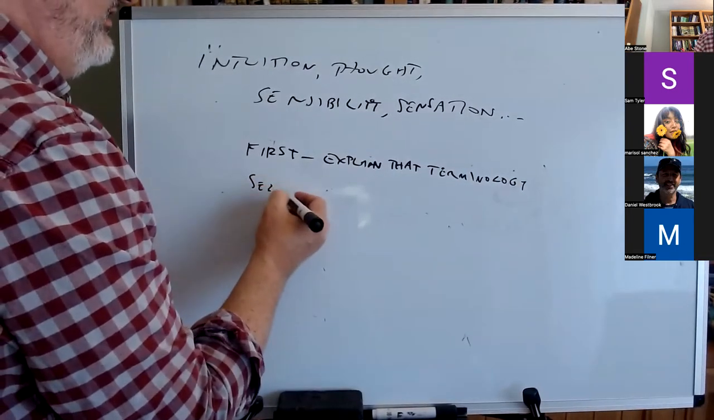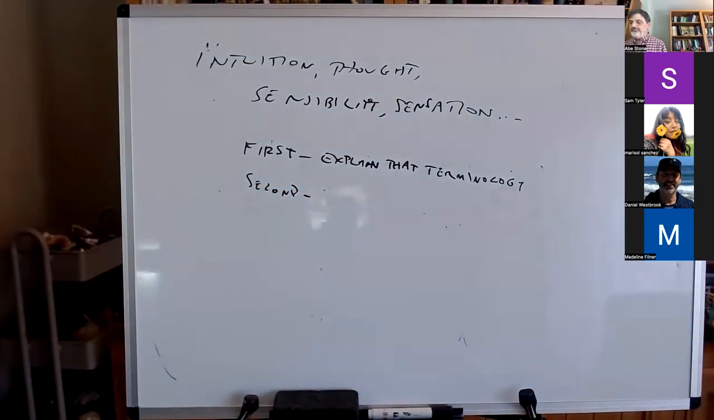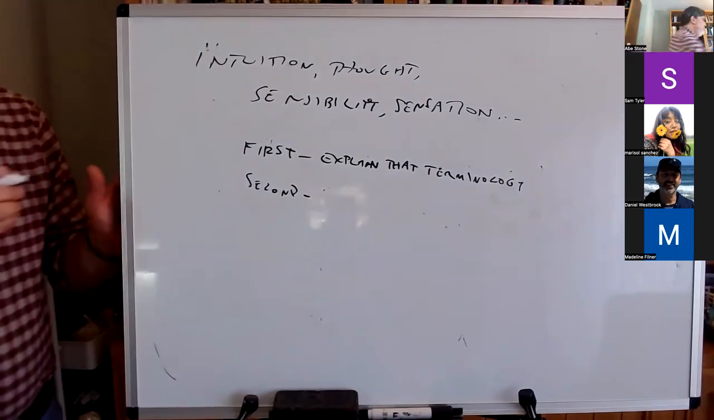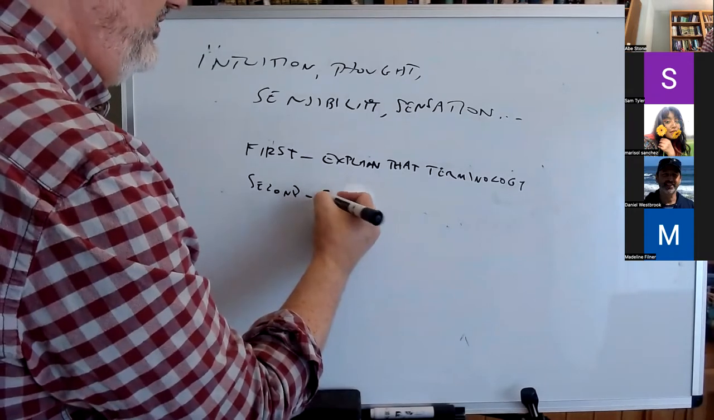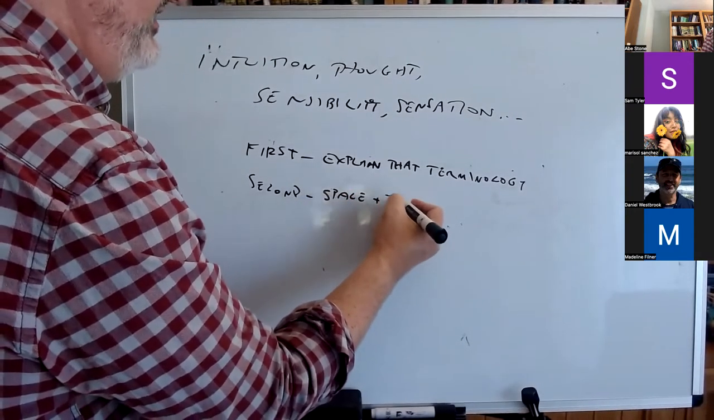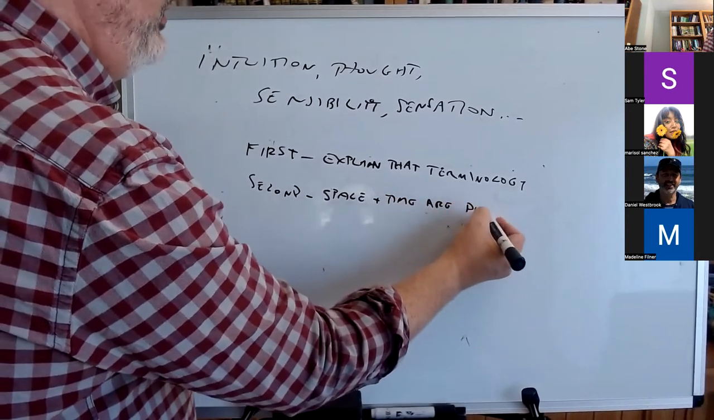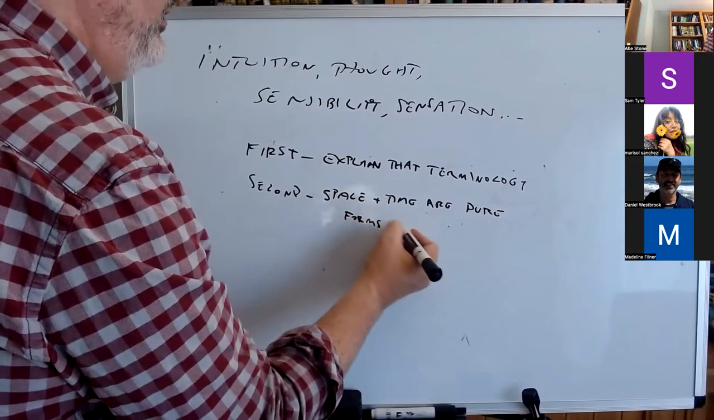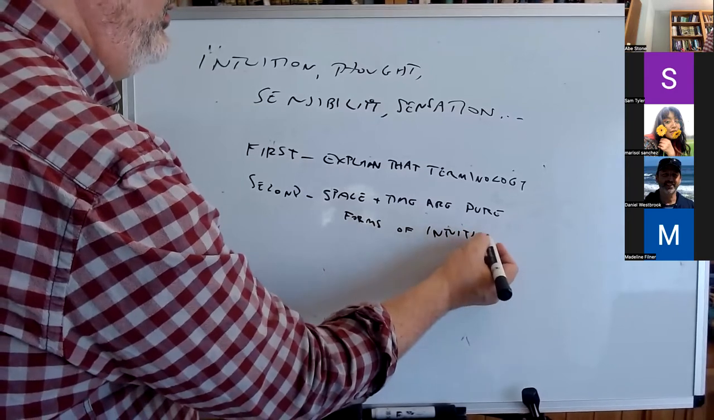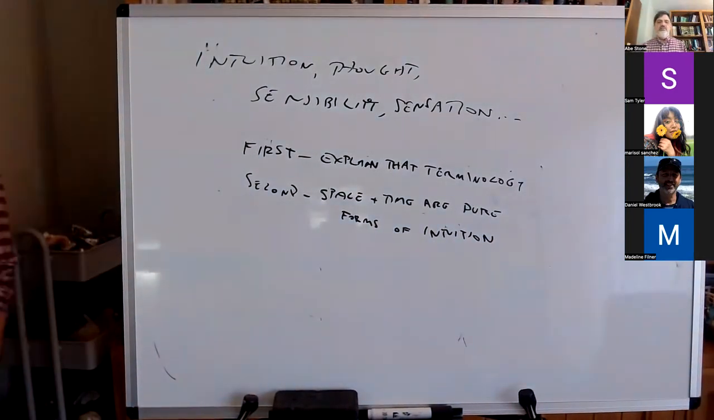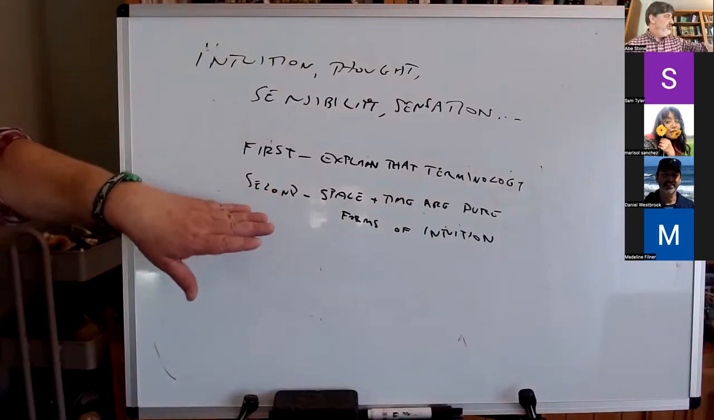Then the second thing I'm going to do is explain what Kant means by saying that space and time are pure forms of intuition. And if you understand what Kant means by calling them pure forms of intuition, then I think it's relatively easy to understand how they make a certain kind of synthetic a priori judgment possible. So answering that part of the main question of the book will also be part of this.